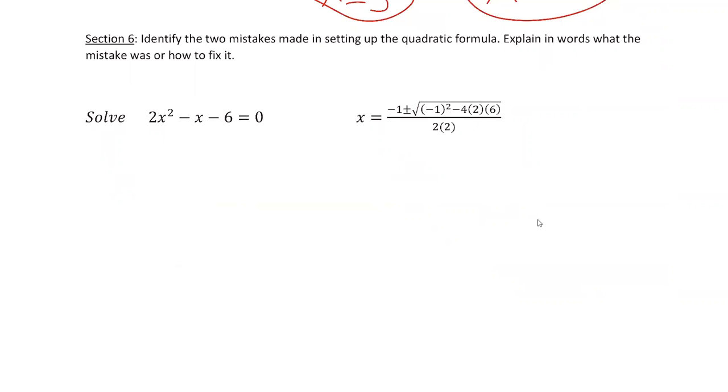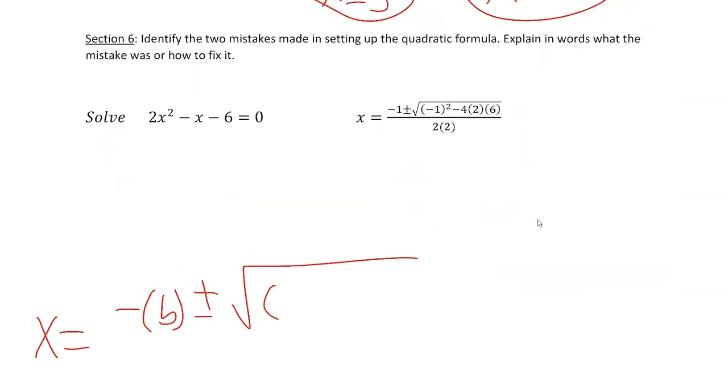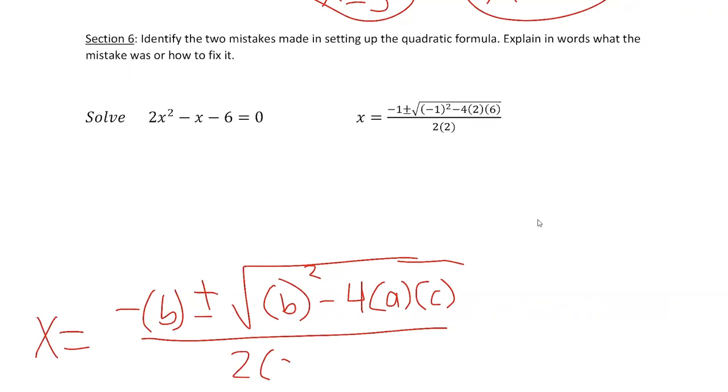So the first thing, I'm just going to put down here on the side what the quadratic formula is, the actual formula. So maybe that'll help us see where the mistakes are. So when you get to a question like this on your quiz, the first thing you might want to do is just list what your A, B, and C should have been. What would our B and what would our C have been in this problem?